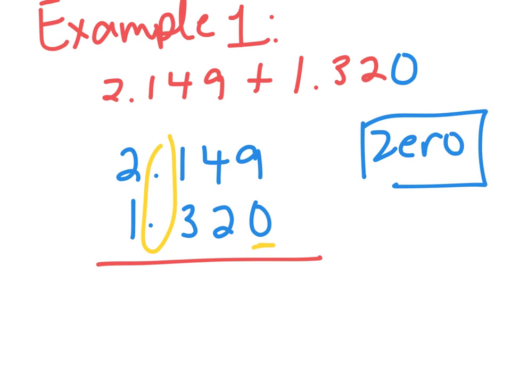And then you can add these together. We have 9 plus 0 is 9, 4 plus 2 is 6, 1 plus 3 is 4. Bring your decimal point down and put the 3 there. So that's the first one.